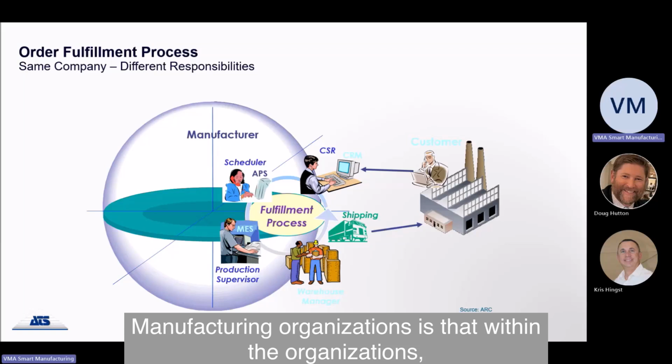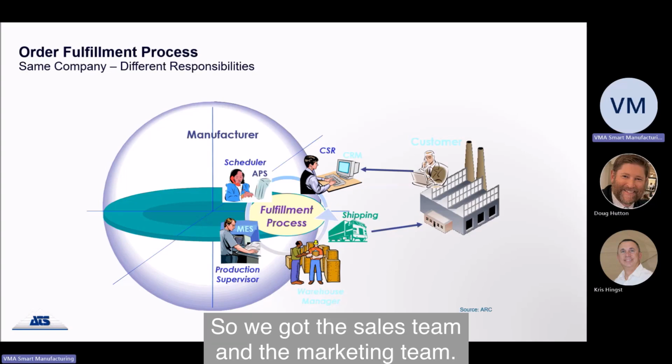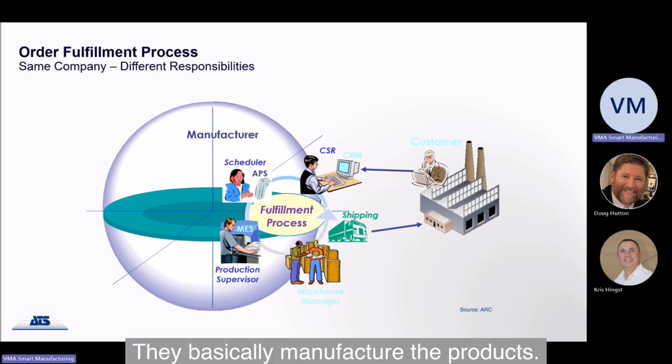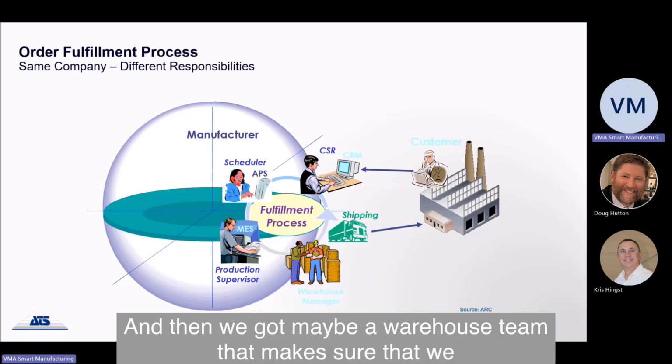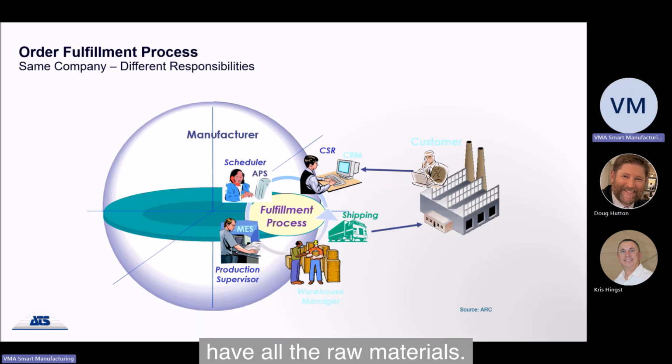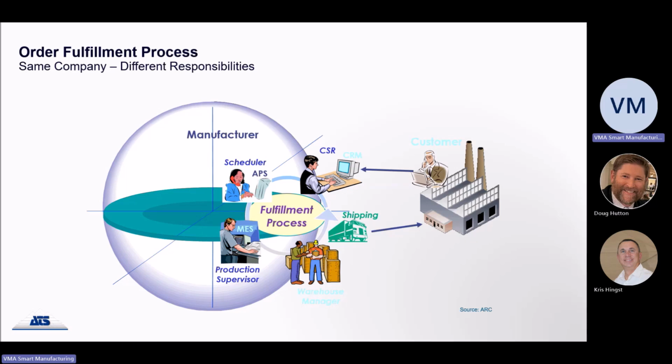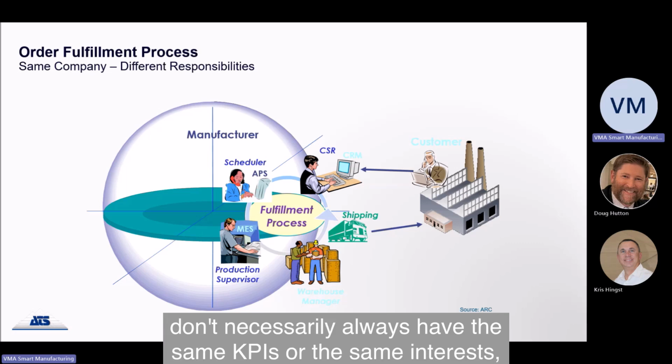Manufacturing organizations have different teams within them. We've got the sales team and the marketing team, and then the production supervisor for the shop floor, who basically manufactures the products. And then maybe a warehouse team that makes sure we have all the raw materials. But those different teams, even though part of the same organization, don't necessarily always have the same KPIs or the same interests, right?